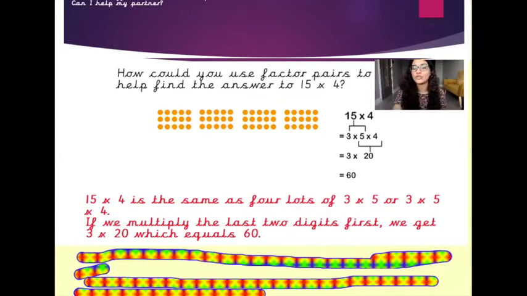So I chose to do 5 times 4 first, because I know my 5 times tables really, really well. And I got 20. But then I still have the 3 to multiply. So it's 3 times 20. And my answer was 60. So that is a really nice way of working out something as tricky as 15 times 4.